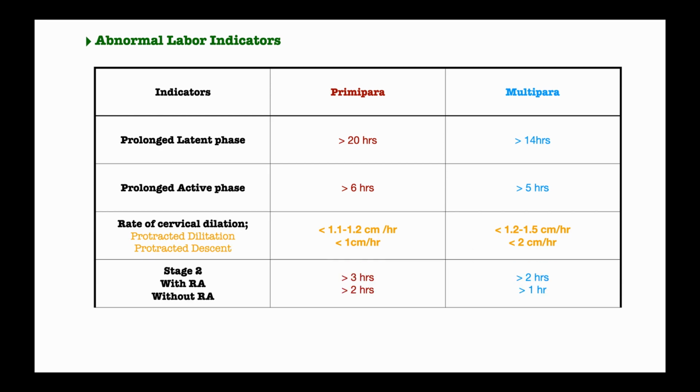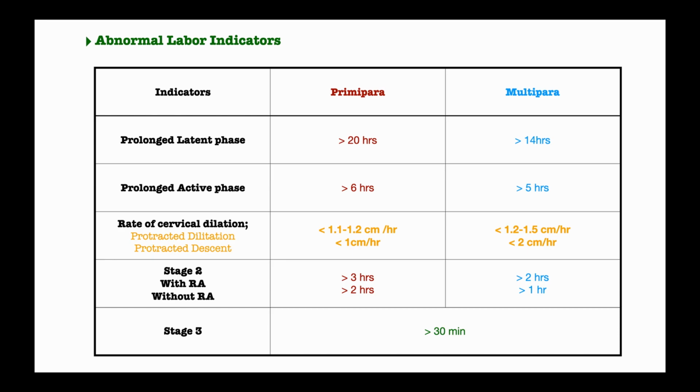Now, in the second stage of labor, if the woman is given regional anesthesia, then a second stage of labor lasting more than 3 hours in the primipara and more than 2 hours in the multipara is said to be prolonged. And if the woman is not given any regional anesthesia and the second stage lasts for more than 2 hours, we say it is prolonged. And if it lasts for more than 1 hour in the multipara, we say this is a prolonged second stage of labor.